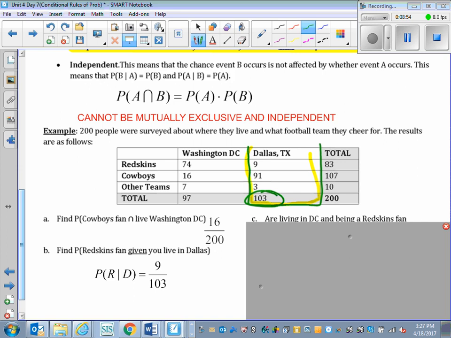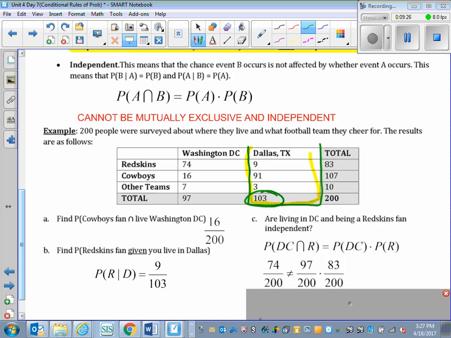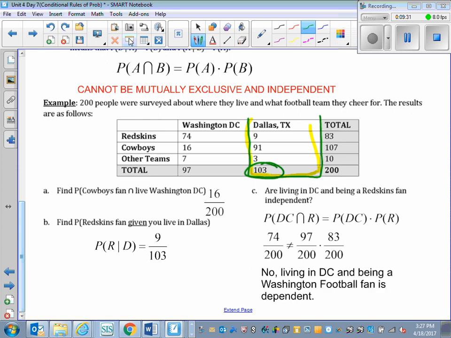And part C, are living in DC and being a Washington fan independent? So we need to see the probability of living in DC and being a Washington football fan is 74 out of 200. So, in order for it to be independent, 97 out of 200 times 83 over 200, that product would have to be equal to 74 over 200, which it is not. So, no, it is not independent for that reason.